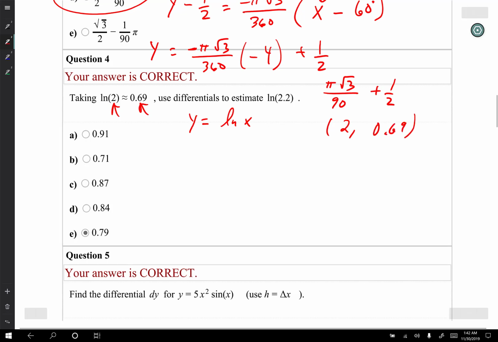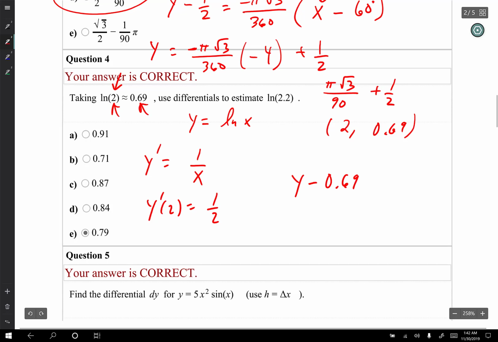So I'm going to take my derivative. y prime equals 1 over x. You plug in your tangent line at 2, because that's what you have here. So my slope is simply a half. So let's see, I don't think we're going to need it. y minus 0.69 equals 1/2 parenthesis x minus 2. I'm trying to approximate 2.2, so that's the number I'm going to plug in there.